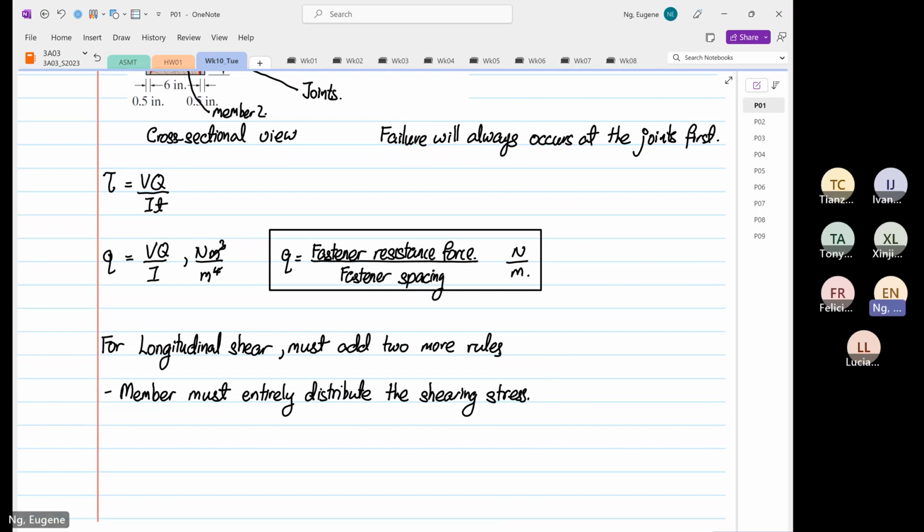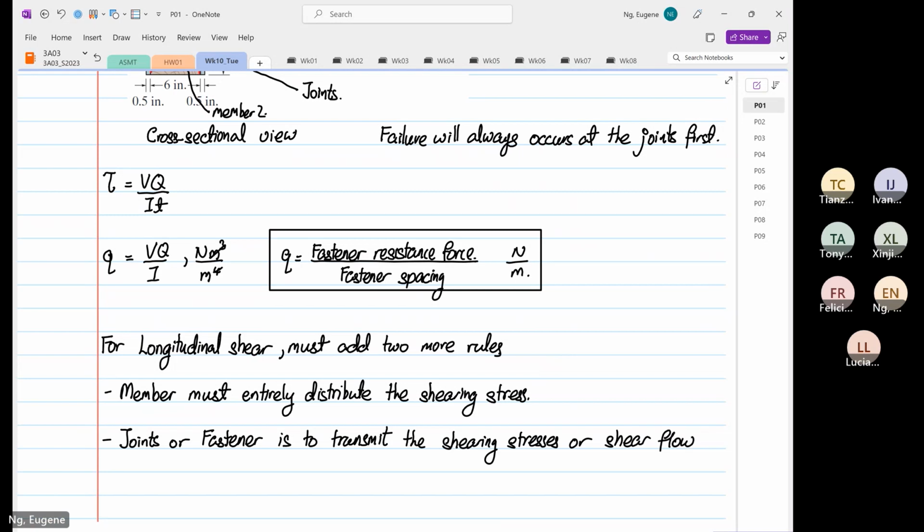So this is one, and the next one is the joints or fasteners is to transmit the shearing stress or shear flow from one member to the other.